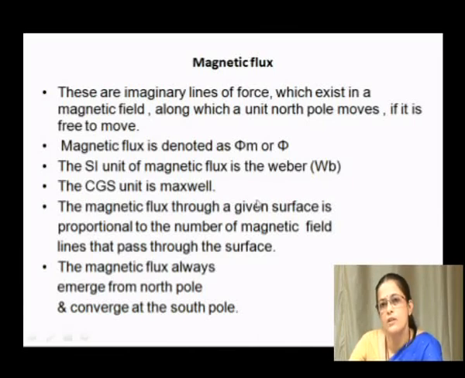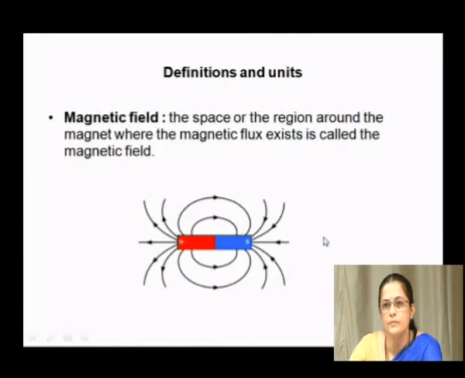The magnetic flux through a given surface is proportional to the number of magnetic field lines that pass through the surface, and we can observe that the magnetic flux always emerges from the north pole and converges at the south pole. You can observe here that the magnetic lines of force emerge from the north pole and converge at the south pole. You can just follow the lines here which depict the magnetic flux.